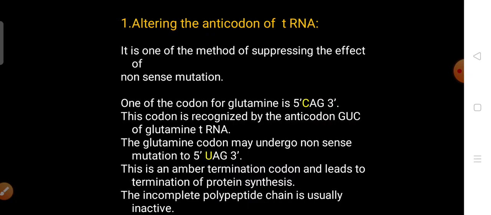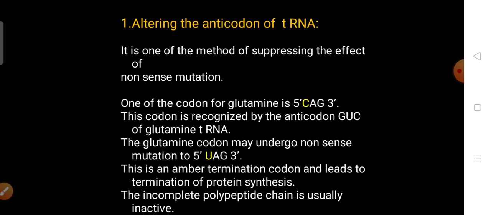A nonsense mutation is the one in which a sense codon is converted into a nonsense codon, which may be UAA, UAG or UGA. Because the nonsense codon is not read by any anticodon of the tRNA, protein synthesis abruptly stops. Premature chain termination takes place, and the polypeptide which is formed is shorter in length and most of the time partially or completely non-functional. So how do we suppress the effect of this nonsense mutation?